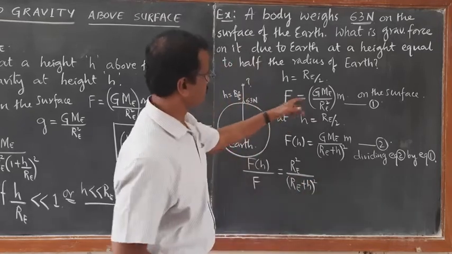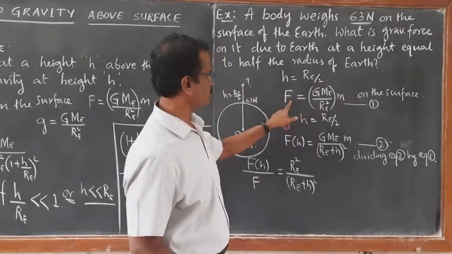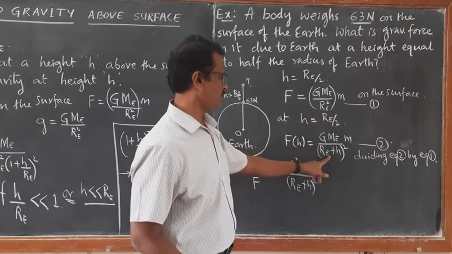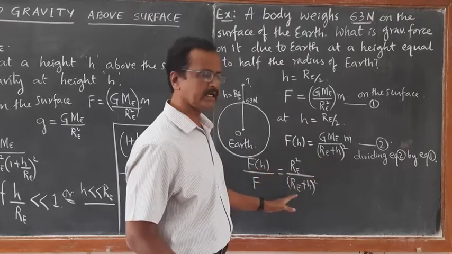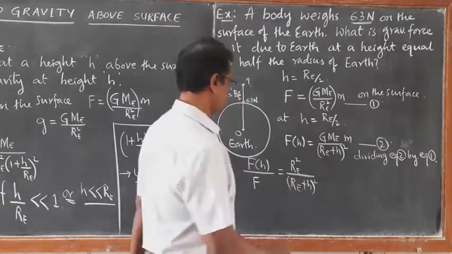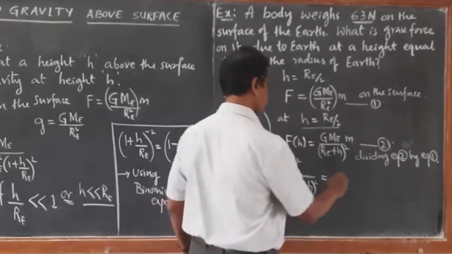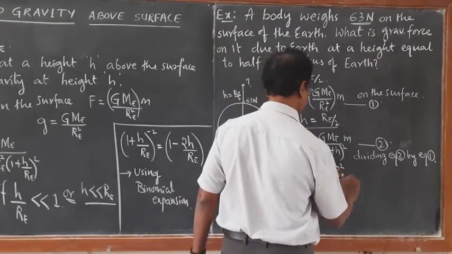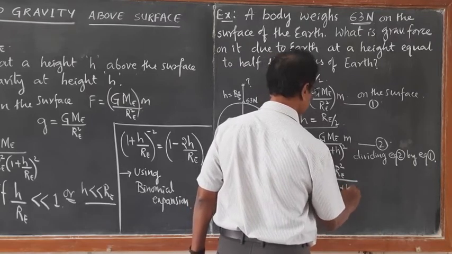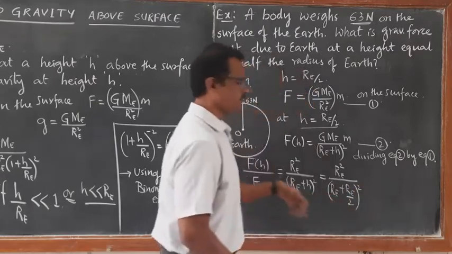So it is quite evident, G Me m are constants. So F is inversely proportional to Re square and Fh is inversely proportional to Re plus h whole square. So if you just directly write it, you will get this relation. Now substitute the value of h, Re by 2. Then we get Re square by Re plus Re by 2, so it becomes 3Re by 2 whole square.